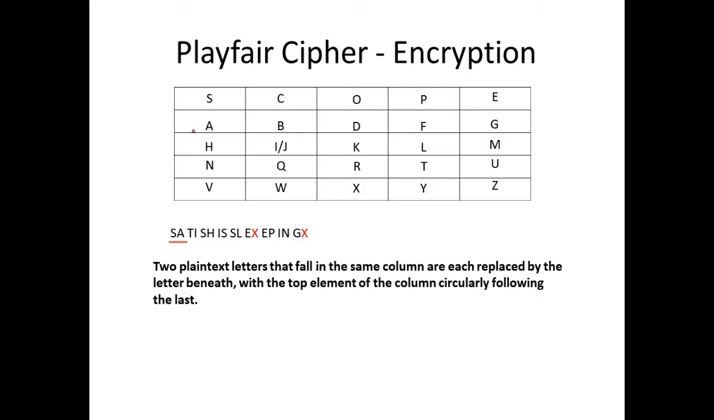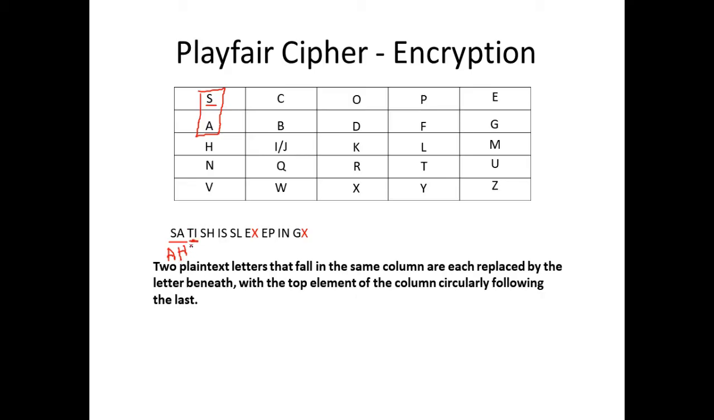So the rule is very simple. If the two characters from the digraph SA come in the same column, you take the first character and see what is the character beneath it. It is A, so you substitute S as A. And for A, you go beneath A. What is beneath A? It is H. So SA gets converted to AH. That is the rule when two characters from your digraph fall in the same column. So we have already encrypted this: SA is AH.